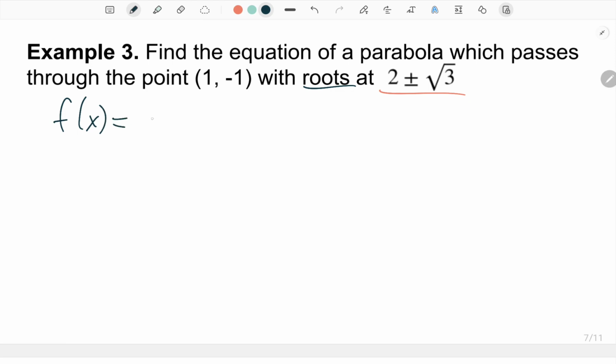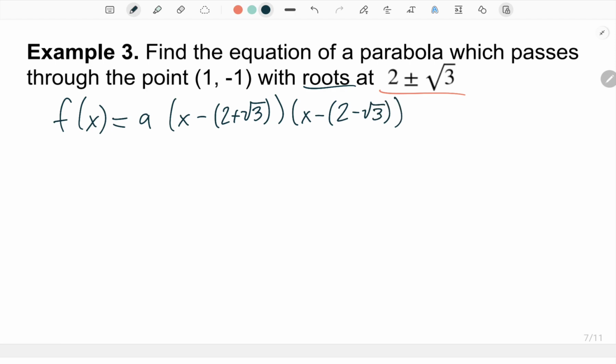So f of x is equal to some multiple. I'll use a. You could use k. Again, doesn't matter. And then we're just going to set it up in factored form. So x minus whatever the factors are, or whatever the roots are. We just have to be careful because it's made up of 2 parts. So 2 plus root 3 or 2 minus root 3. So to start off with, I'm just going to write that root inside brackets because we're subtracting that entire thing. Same thing with the other one.